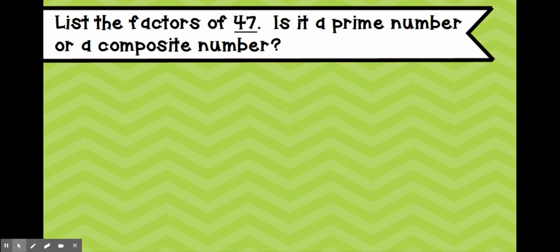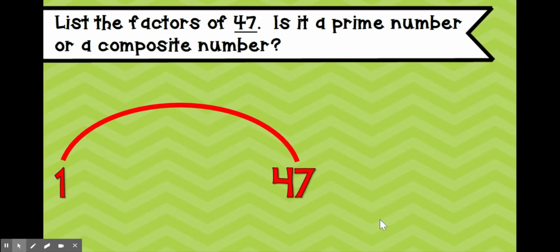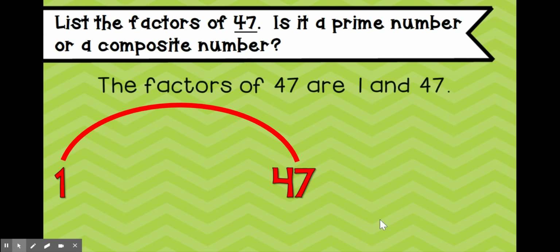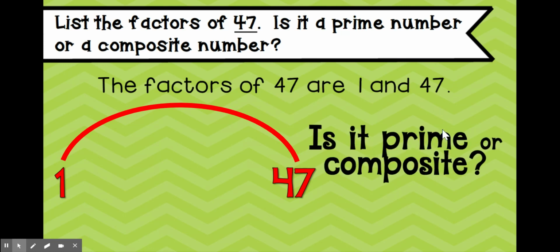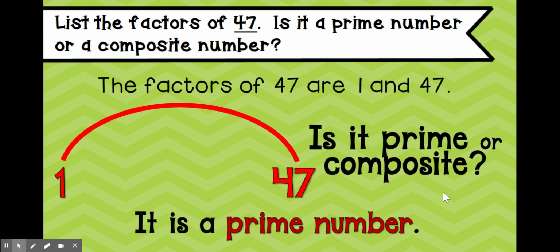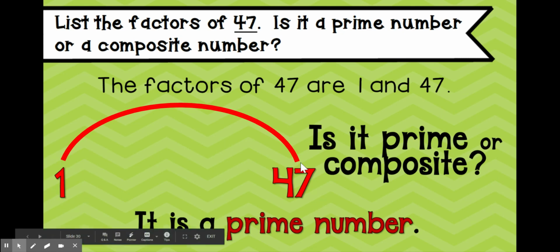So let's list the factors of 47. Is it a prime number or a composite number? Okay, we start off with 1 and itself. The factors of 47 are 1 and 47. Is it prime or composite? It's a prime number because there are only 2 factors, 1 and itself.